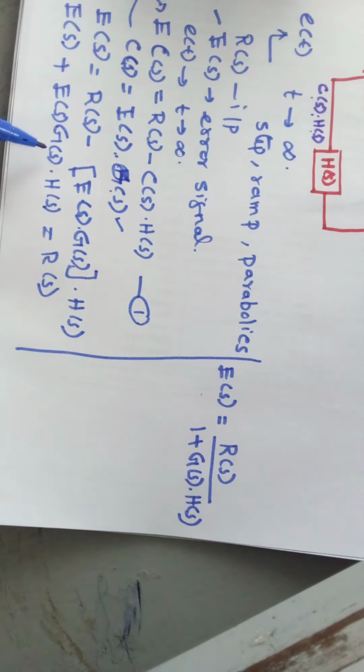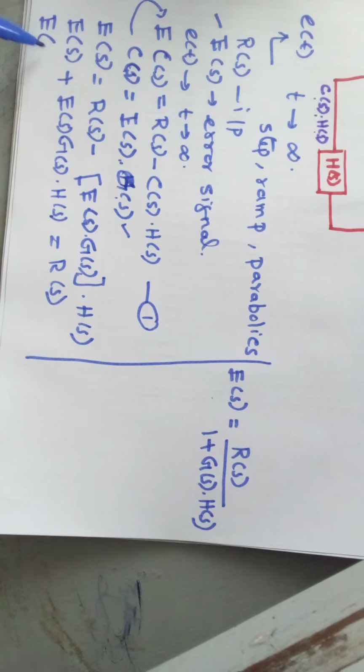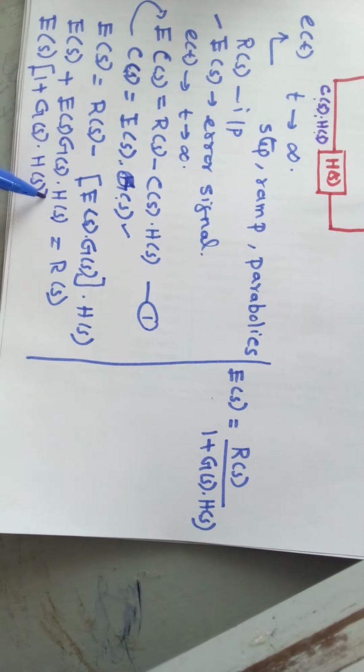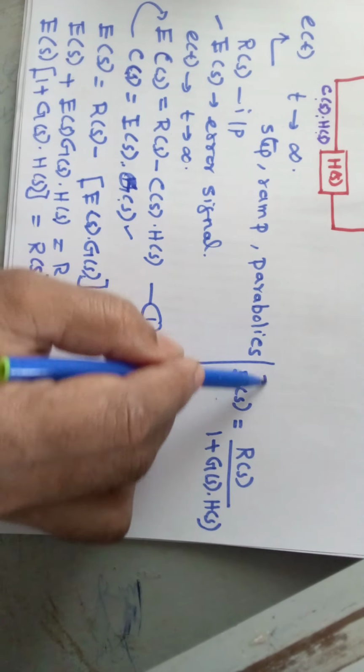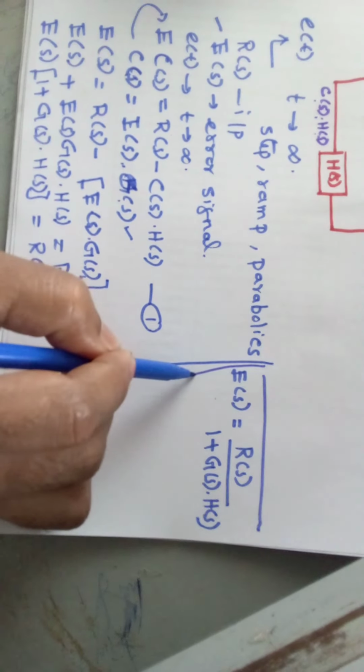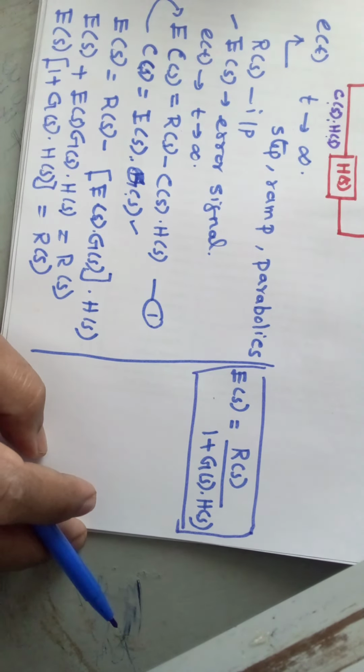So once you take this E(s) common, you will get, or you can write one more step here: E(s) into (1 plus G(s) into H(s)) is equal to R(s), and hence we can write this as E(s) equal to R(s) divided by 1 plus G(s) into H(s).